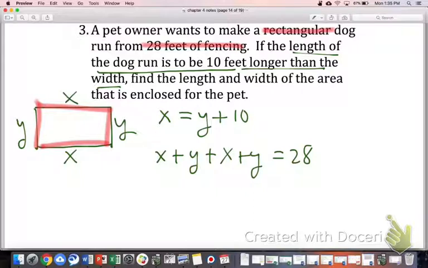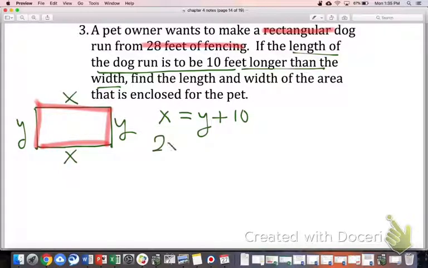So instead of this, I could write 2X plus 2Y is equal to 28. Make sense? At this point, I've got my system. How do I know that I have a system of equations? I've got 2 equations up there, and there's more than one of them, so it's a system. I could use elimination, substitution, or graphing. Which method strikes you as the easiest, looking at the setup?